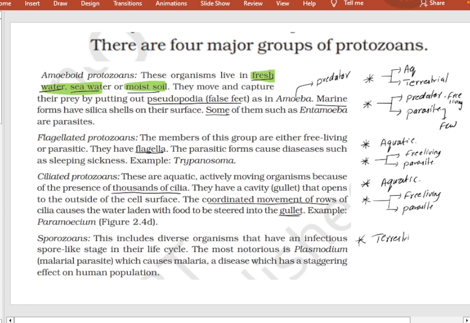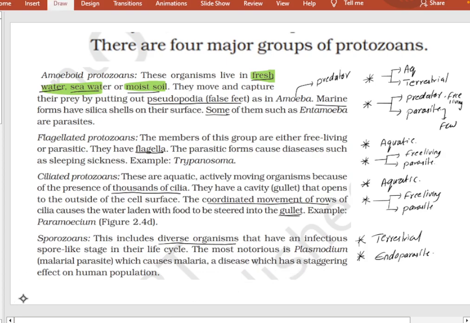Terrestrial. These include diverse organisms that have infectious, spore-like stages in their life cycle. Very, very important. Most notorious is the Plasmodium, the malarial parasite. Here all are parasites only, and that too endoparasites. Endo, not ecto. Terrestrial and endoparasite.